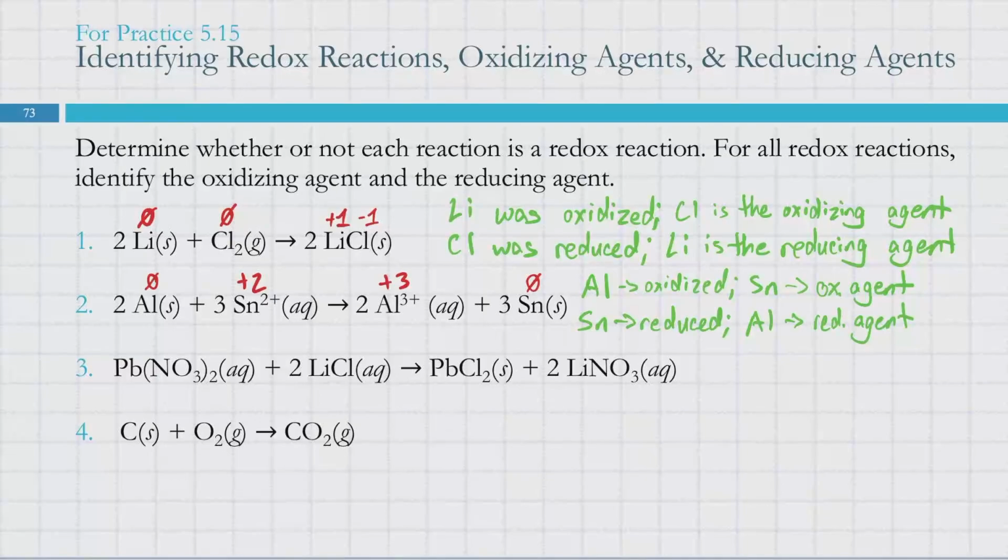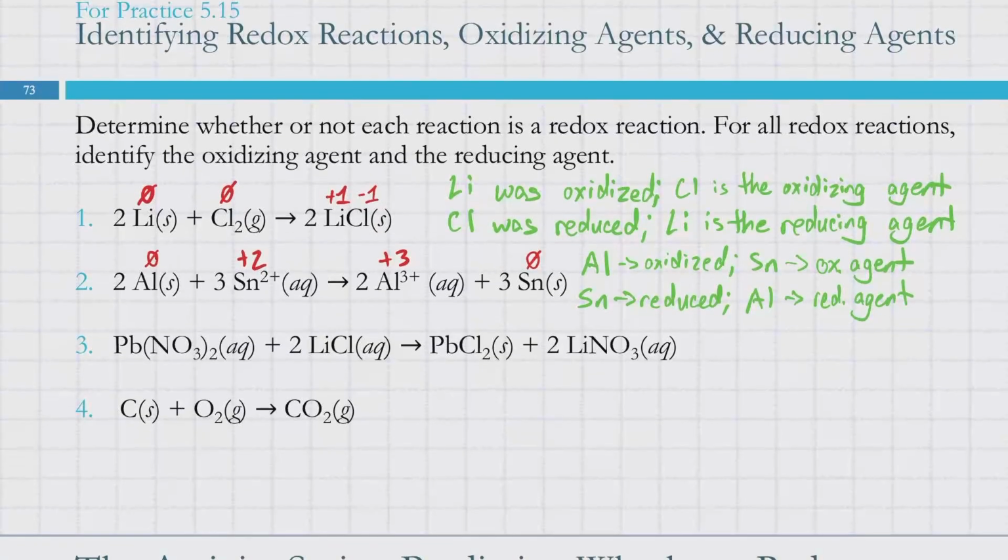Okay, and then we've got lead 2 nitrate reacting with lithium chloride to form lead 2 chloride and lithium nitrate for our third one. So we've got ionic compounds. Their charges are going to be the same as in their charge numbers. So our lead here is going to be a +2. Our lead on the right side is also a +2. In lithium chloride, we get a +1, -1.